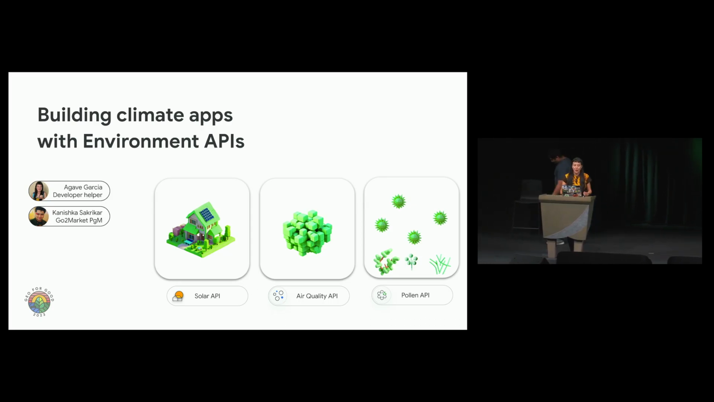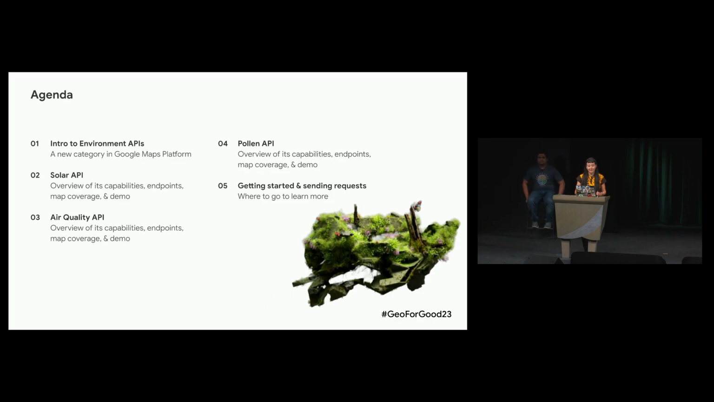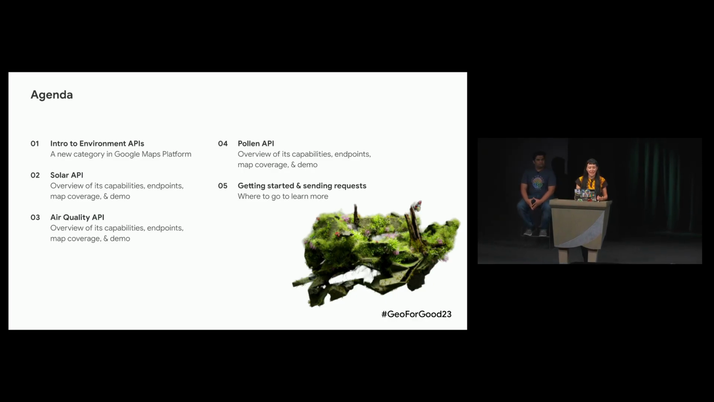This will be our journey, starting at the macro level, the Environment API category, and then specifically drilling down into the solar, air quality, and pollen APIs. Our last stop will be going just a tiny bit deeper on how to get started and some resources that you can visit. For context, the environment category is a new offering in the Google Maps platform.